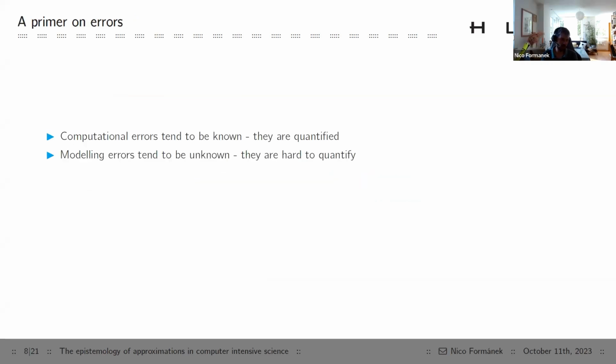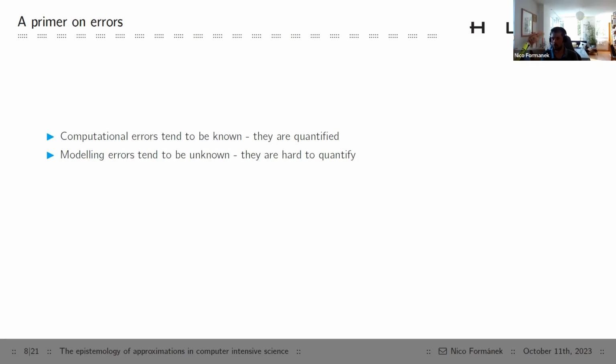Yeah, so I was talking a lot about errors, a bit vaguely perhaps. So I'll just give a distinction that is often made in the literature between different types or kinds of errors. One type is the computational error, and one type is the modeling error. And it is usually assumed that computational errors are known and easily quantified, while modeling errors are not, and they are hard to quantify.